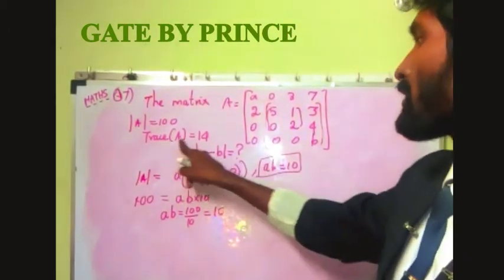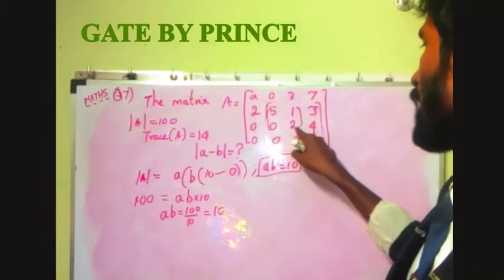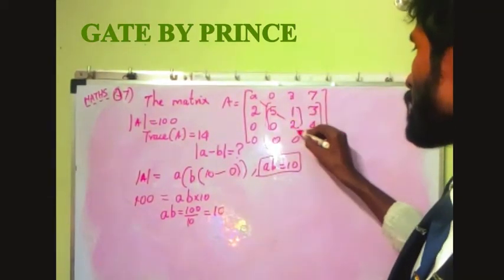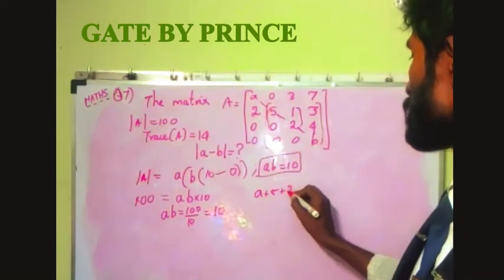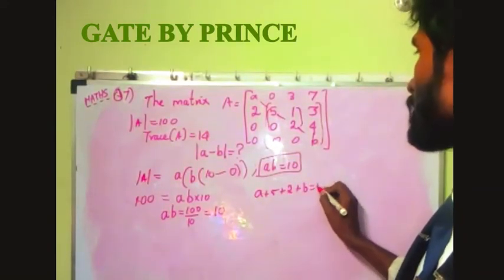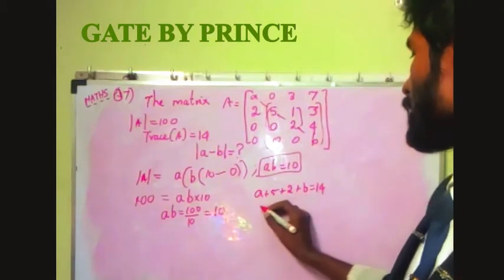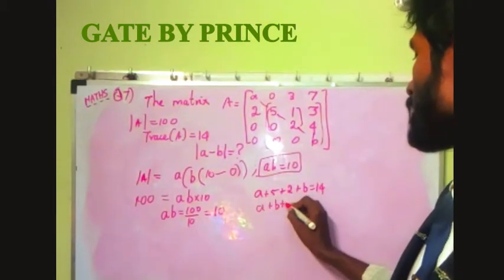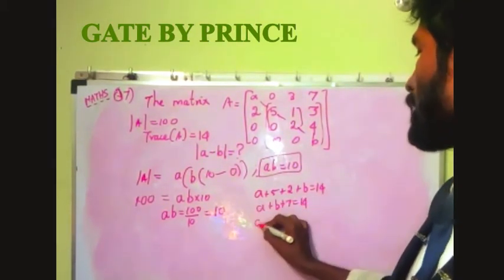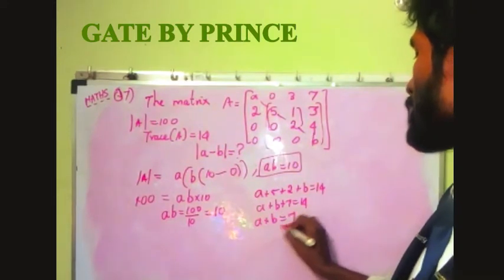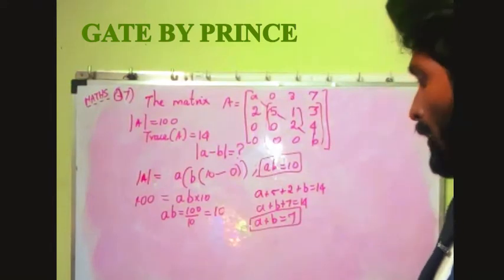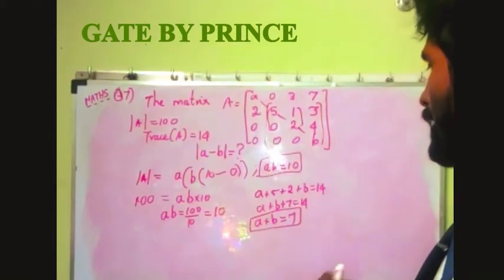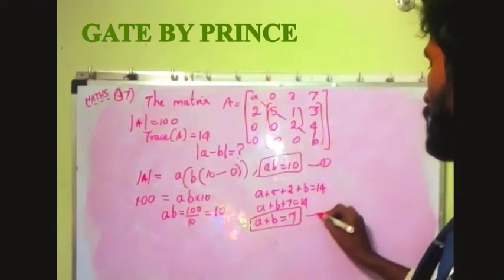Again, the trace of A is equal to 14, the sum of the diagonal. This is said to be the diagonal element. So A plus 5 plus 2 plus B equal to 14. So A plus B plus 7 equals 14, and automatically A plus B is equal to 7. Now we apply this here. Take this one as equation 1 and this one as equation 2.